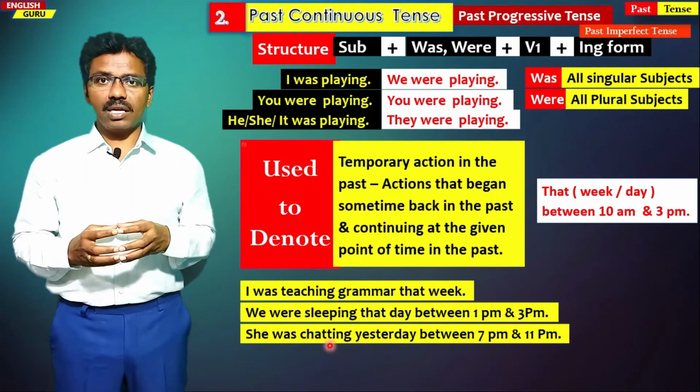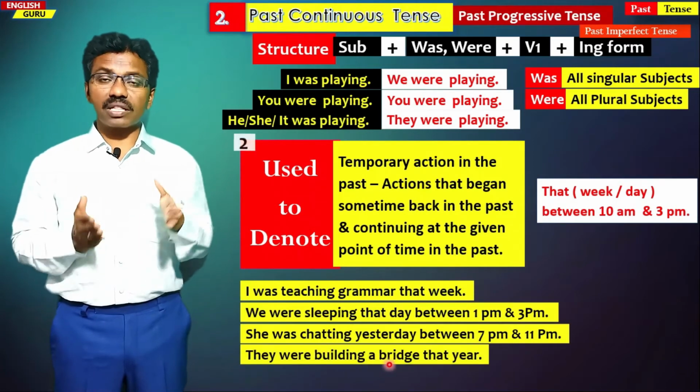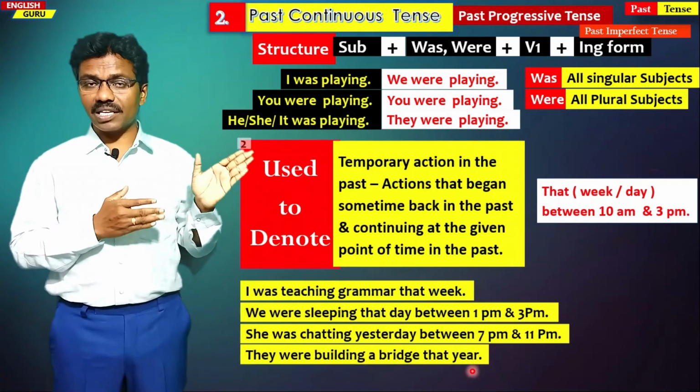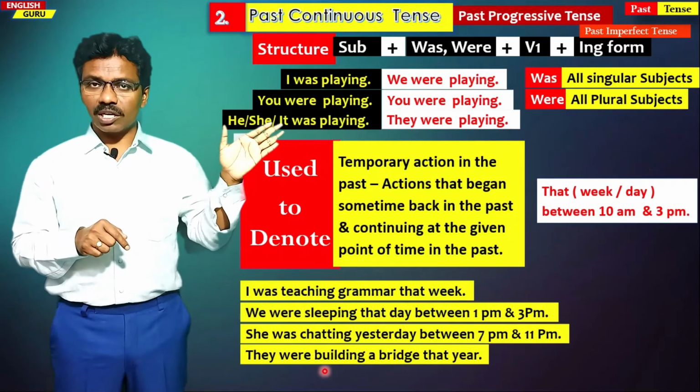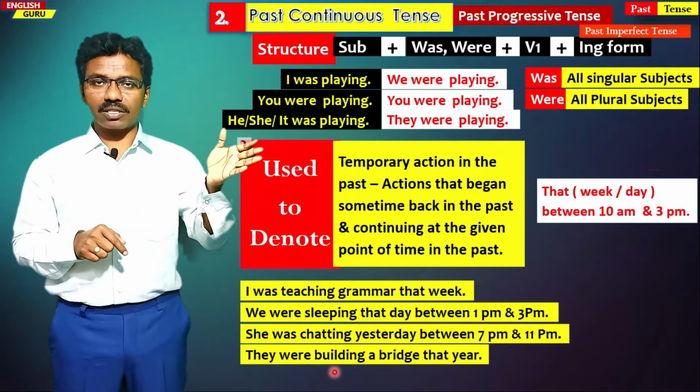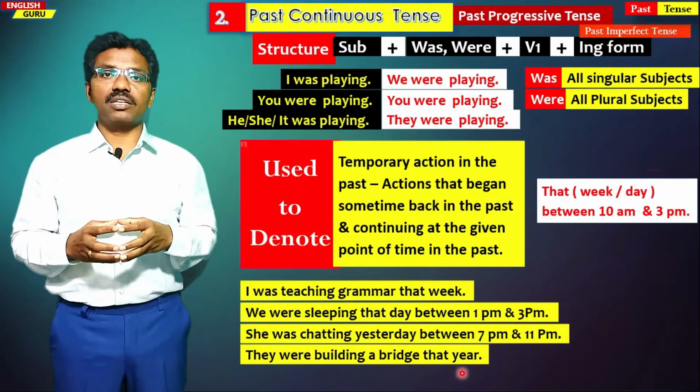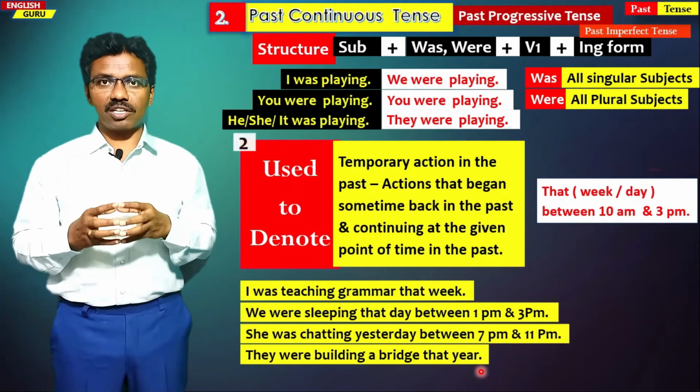In a similar manner, they were building a bridge that year. The entire year, that year they were building, not this year. They started one year ago, they continued last year, they completed it. So for such kinds of situations we use past continuous tense.